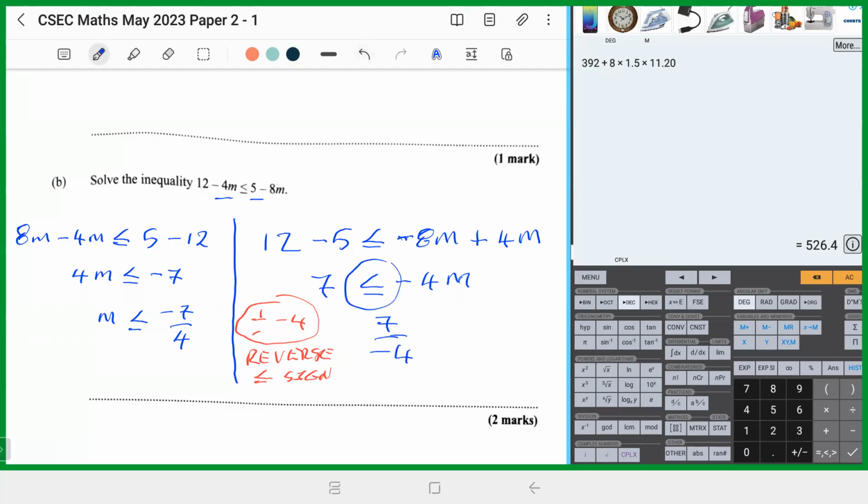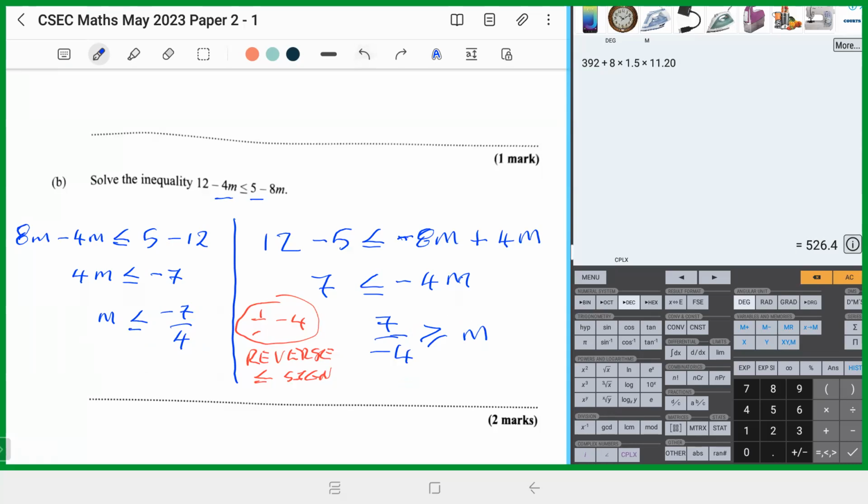This inequality sign is reversed and becomes greater than or equal to. And then when I divide this by negative 4, only m remains over there. So this result is the same as this, okay? Because reading this from left to right, it means m less than or equal to negative 7 over 4. Read this one from right to left, then it is saying m is less than or equal to negative 7 over 4. So essentially, it's the same thing.